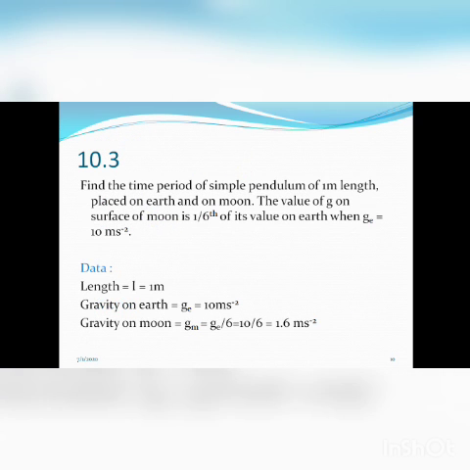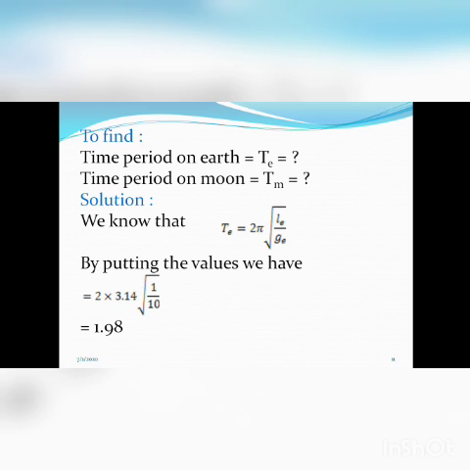Numerical 10.3. Find the time period of a simple pendulum of 1 meter length placed on the Earth and on Moon. The value of G on the surface of Moon is 1 by 6 of its value on Earth when Ge is equal to 10 meter per second square. Okay, data: length is 1 meter, gravity on Earth is 10 meter per second square, gravity on Moon is Ge by 6, that will be equal to 1.6 meter per second square.